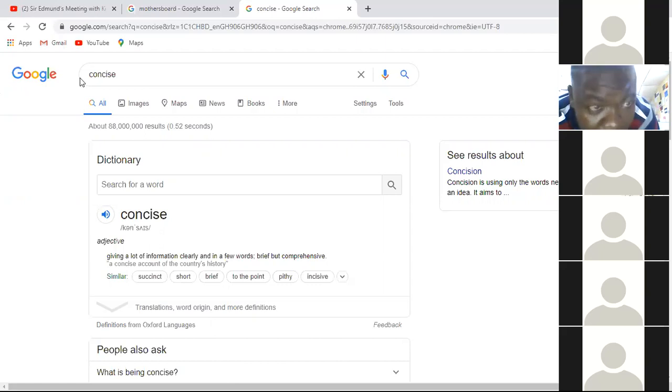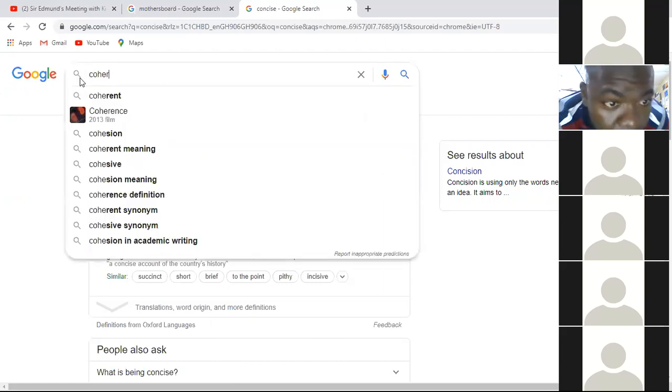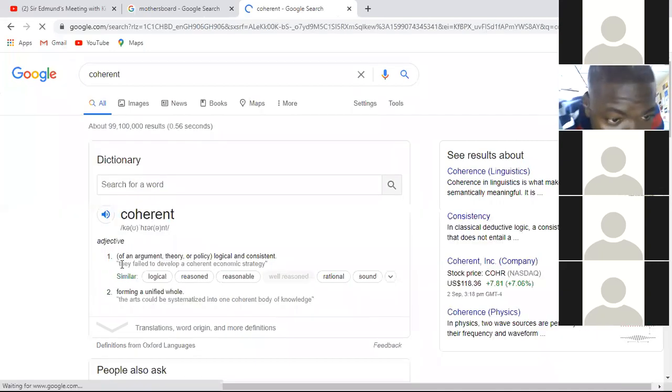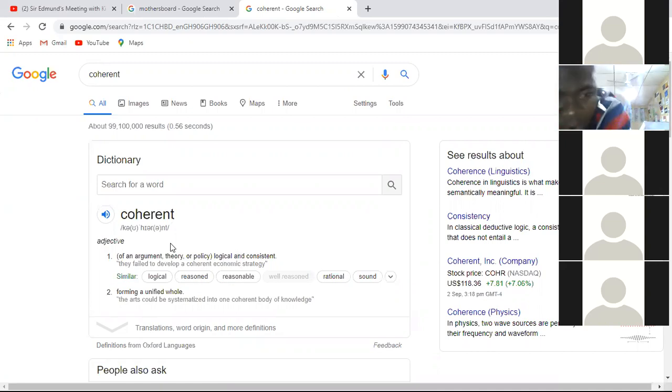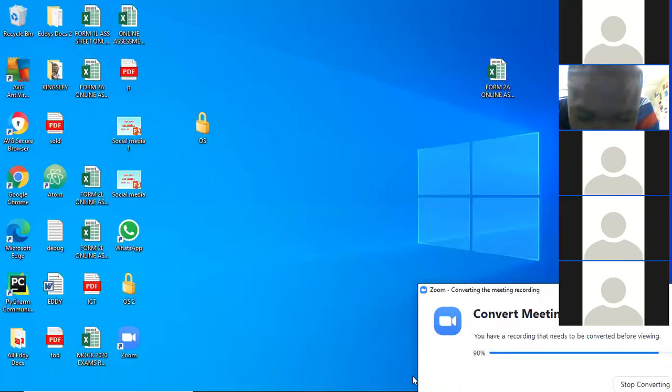And the other one is, of an argument, theory or policy, logical and consistent. Okay, so it has to be very logical and consistent. All right, so I think that is that.